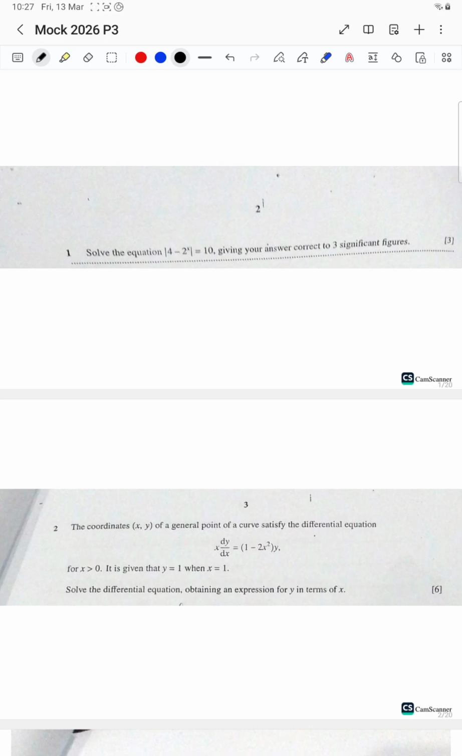The question one says solve the equation modulus of 4 minus 2 power x equal to 10, giving your answer correct to three significant figures. 3 marks question. So here it is better to perform the modulus function, which gives you plus and minus, plus and minus of 10.